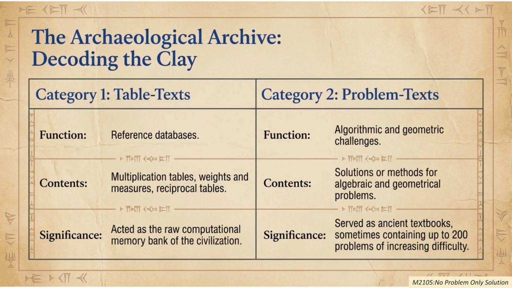Archaeologists classify these tablets into two main categories: table texts, which acted as reference databases like multiplication tables, and problem texts, which served as ancient textbooks for teaching algebraic and geometric methods.